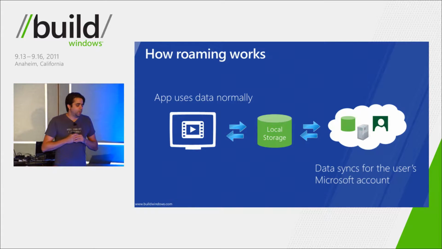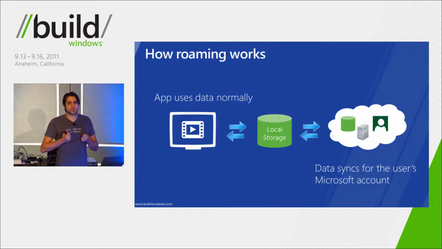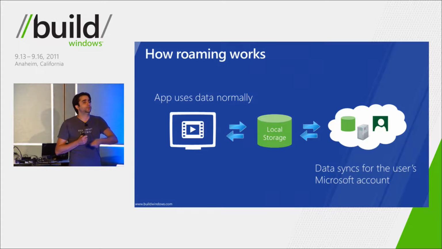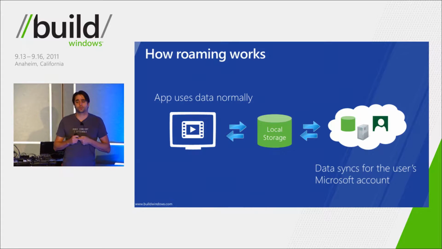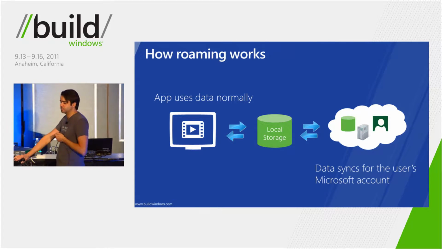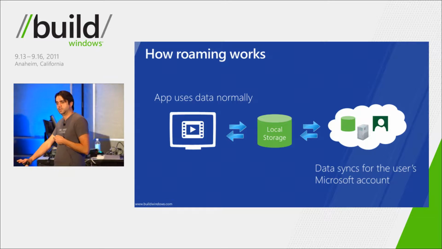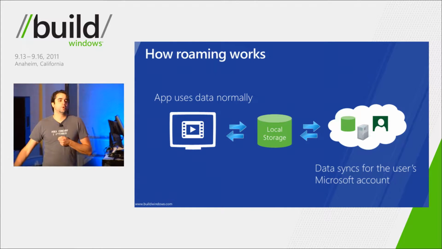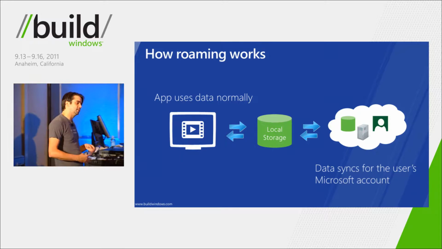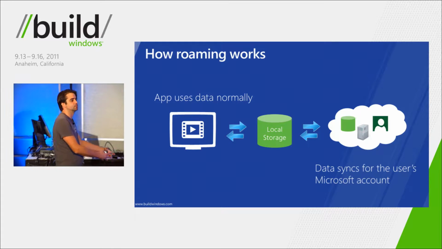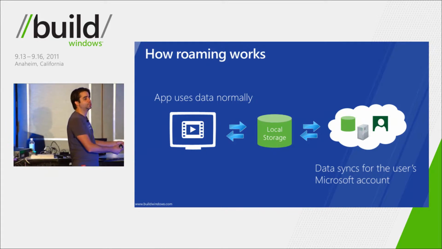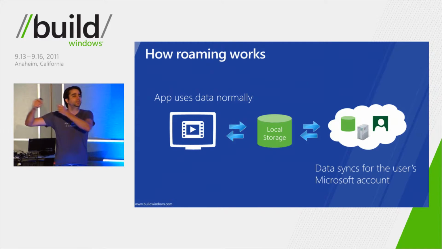So the way that the roaming stuff works is you're just going to go ahead and make that one line of code call for a setting, or you will write to a file in the roaming folder. You'll just do a write operation. Under the covers, the OS detects that some data that's supposed to roam has changed, and it effectively sets up a job behind the scenes that says, there's now information that I have to get from this PC into the cloud.